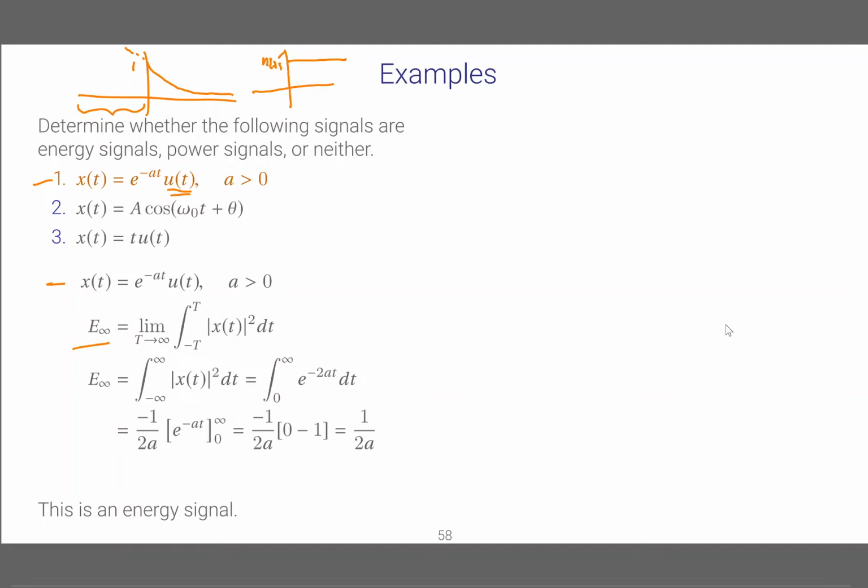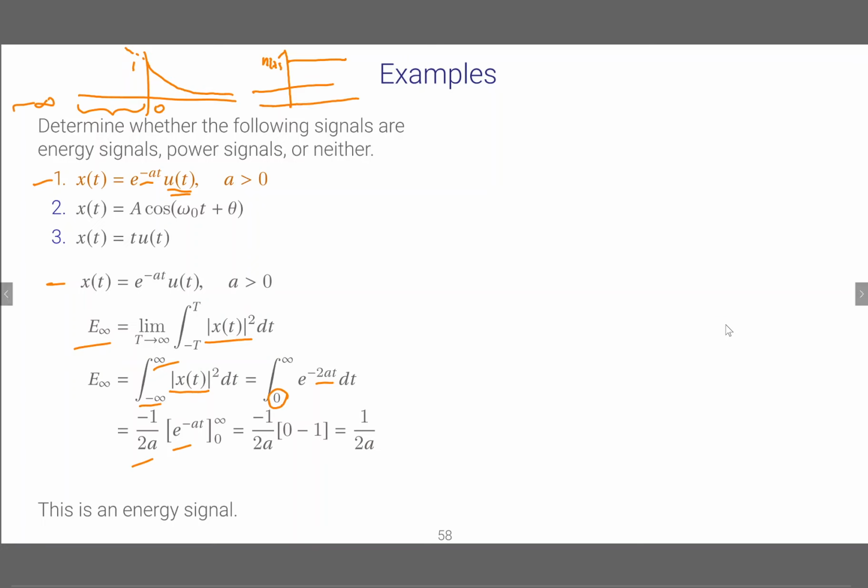We use the definition of E infinity, which is the limit as T tends to infinity of the integral from minus T to T of modulus of x(t) squared dt. Now we can just start integrating from minus infinity to infinity. This is a real signal, so the modulus is the signal itself, and since we have to square it, you get minus 2at instead of minus at. Then when you integrate, you get minus 1 over 2a times e to the power of minus 2at. Remember, 0 to infinity is obtained because from minus infinity to 0 the signal is 0 because of the action of u(t).